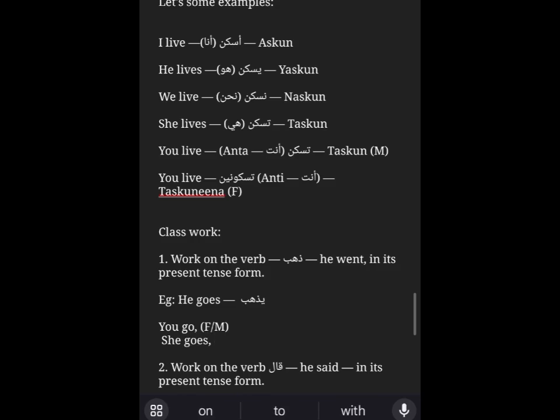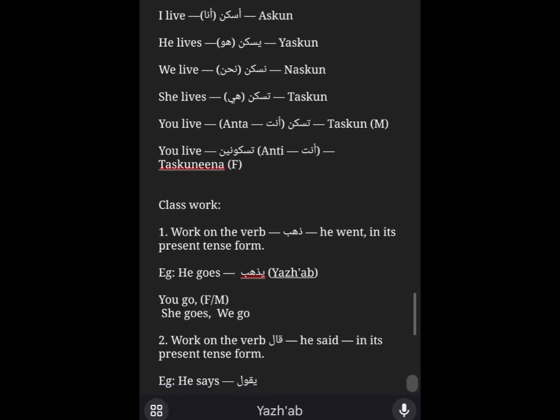How do you say we go? Is that taken? I've given an example: yadhhab, he goes. Okay? So you're going to do the rest. Give me yadhhab. Is that taken? يذهب. Okay, so you're going to work on that.